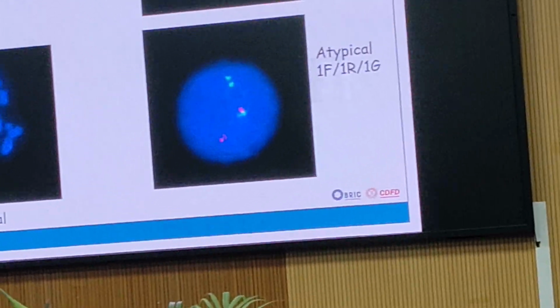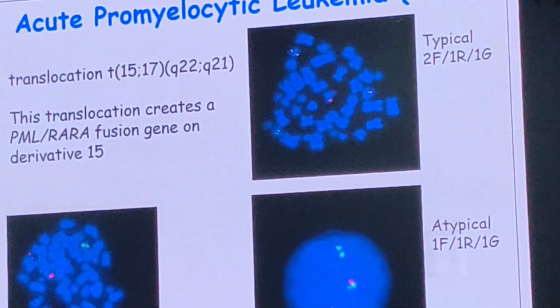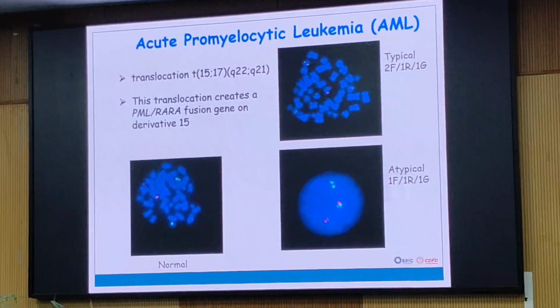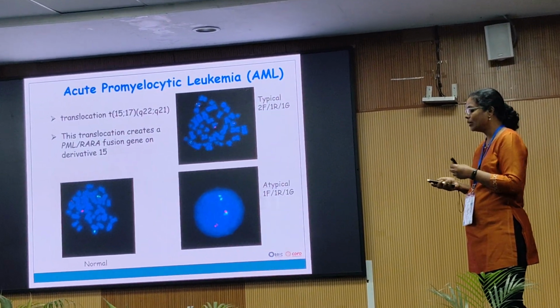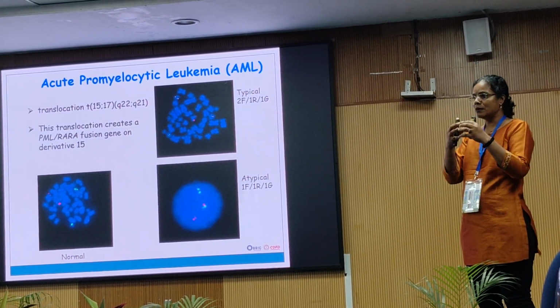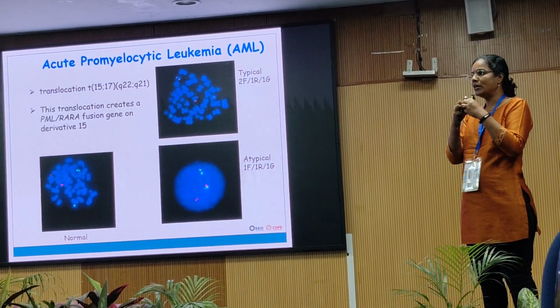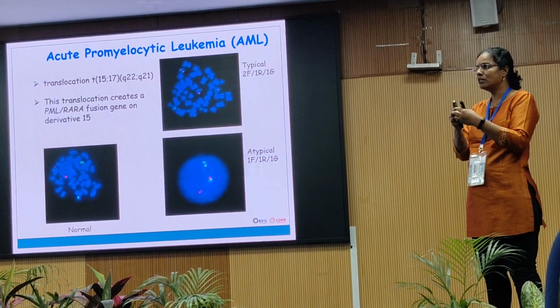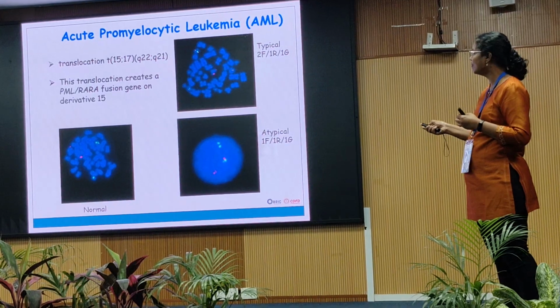But PML and RARA, these are proto-oncogenes. So when a translocation happens, these two proto-oncogenes become oncogenes, leading to cancer. So what you will see when both of them come together is that the green and red signals overlap, giving a yellow color. We call it a fusion signal. So here you can see these are fused signals.